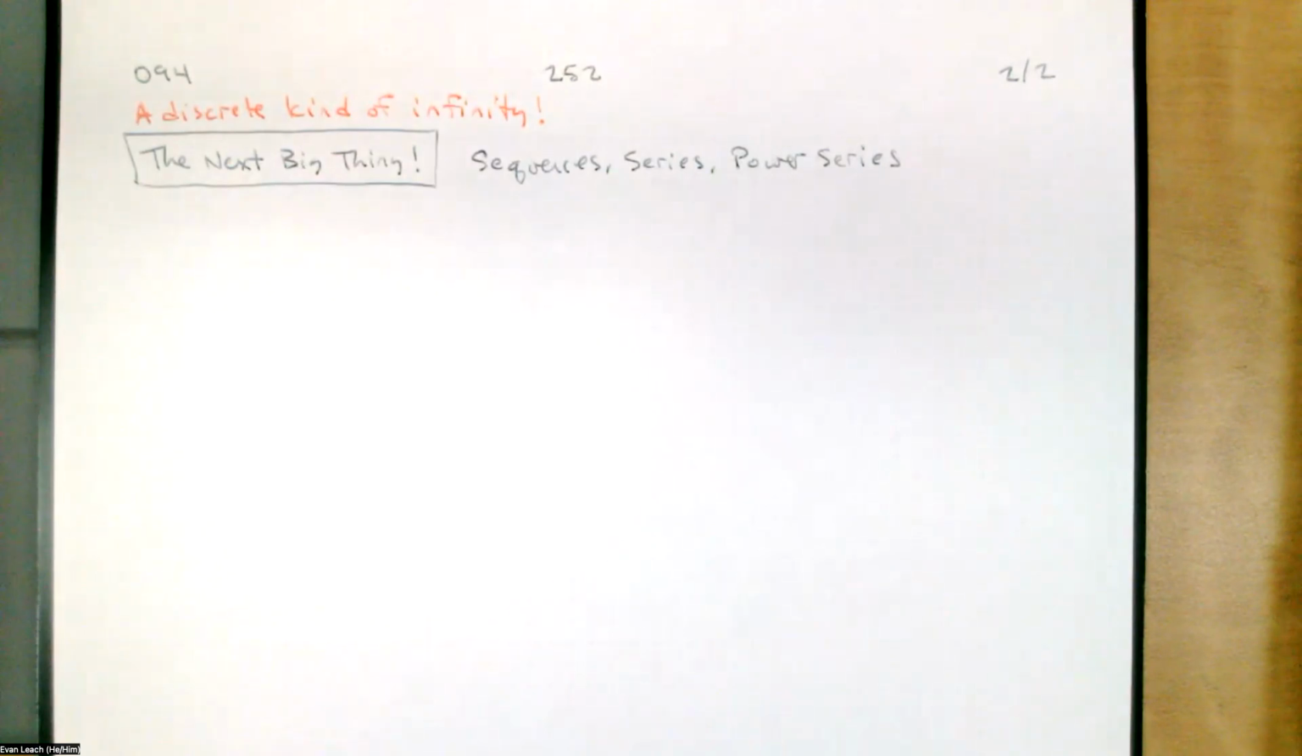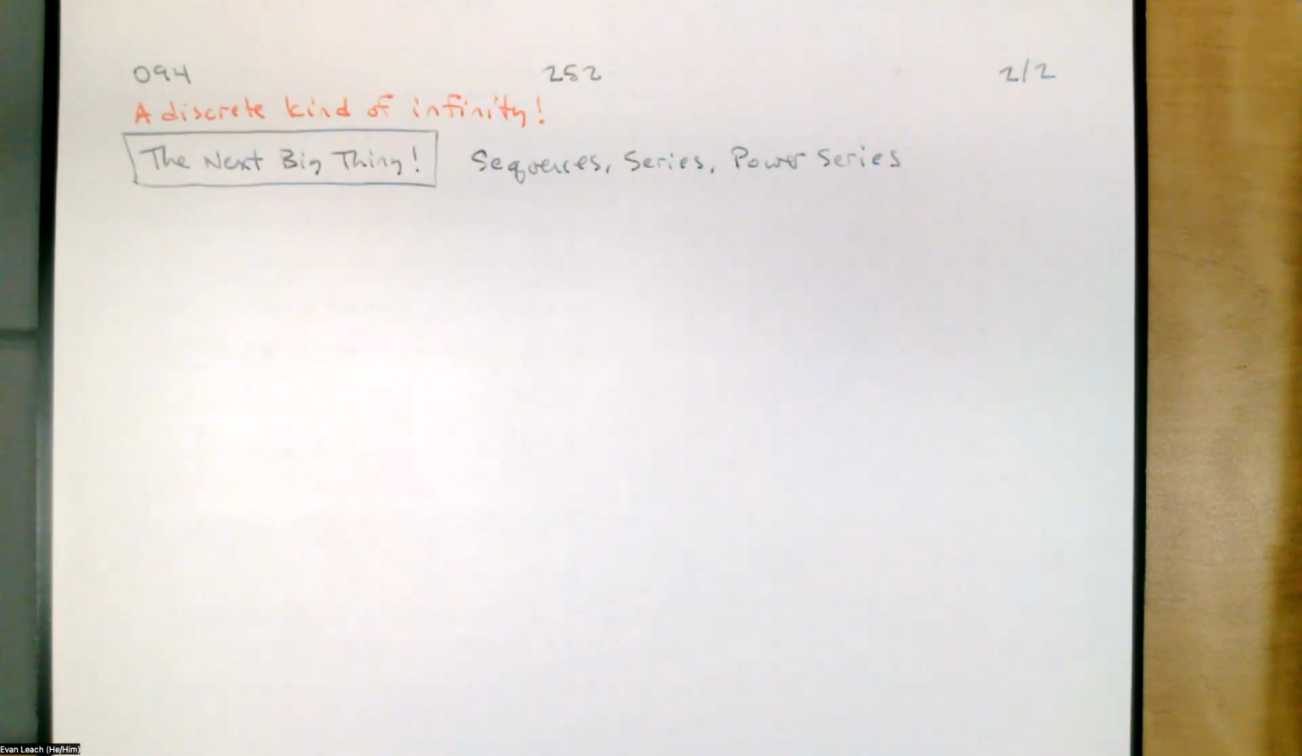The infinity that we've been dealing with so far has always been about a continuum. We've been modeling this continuous sum in an integral with a discrete sum. So now we're just going to keep the discrete sum. We're going to have distinct terms, and we're going to be looking at infinity in another way. So we're going to be talking about sequences, series, and power series.